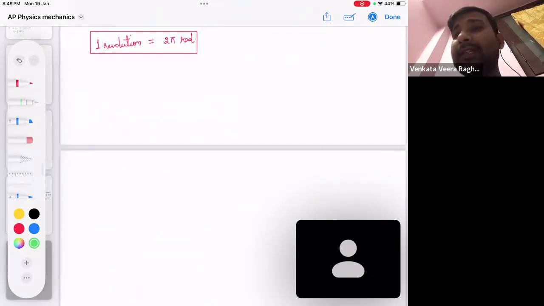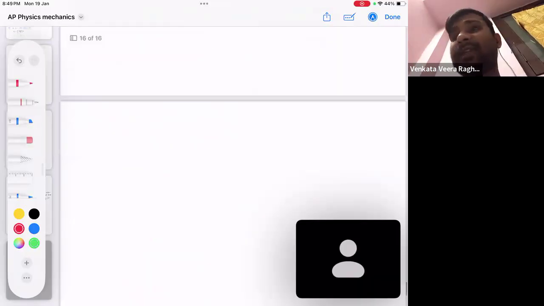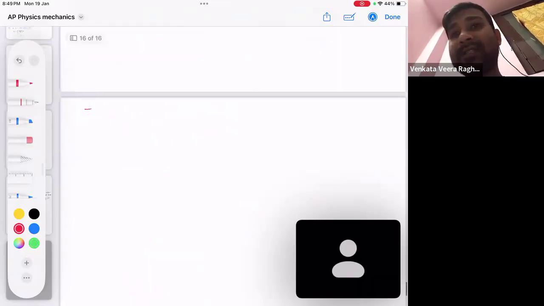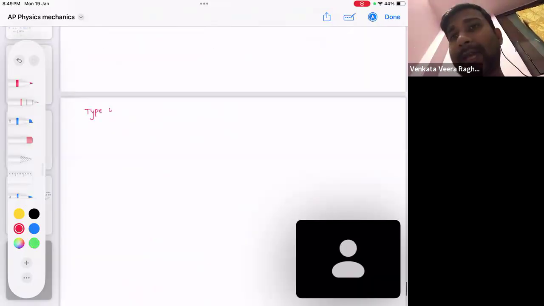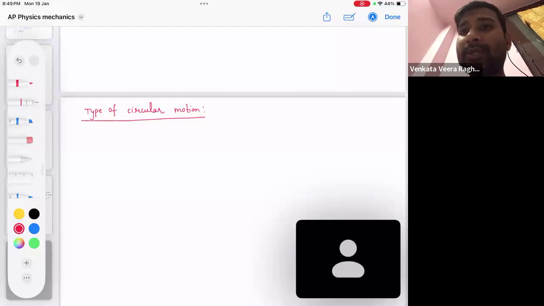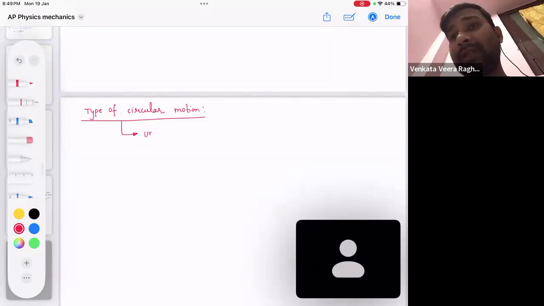So the next thing, type of circular motion, let's try to understand. Okay. There are two types of circular motion. What are the two types of circular motion? One is called uniform circular motion.